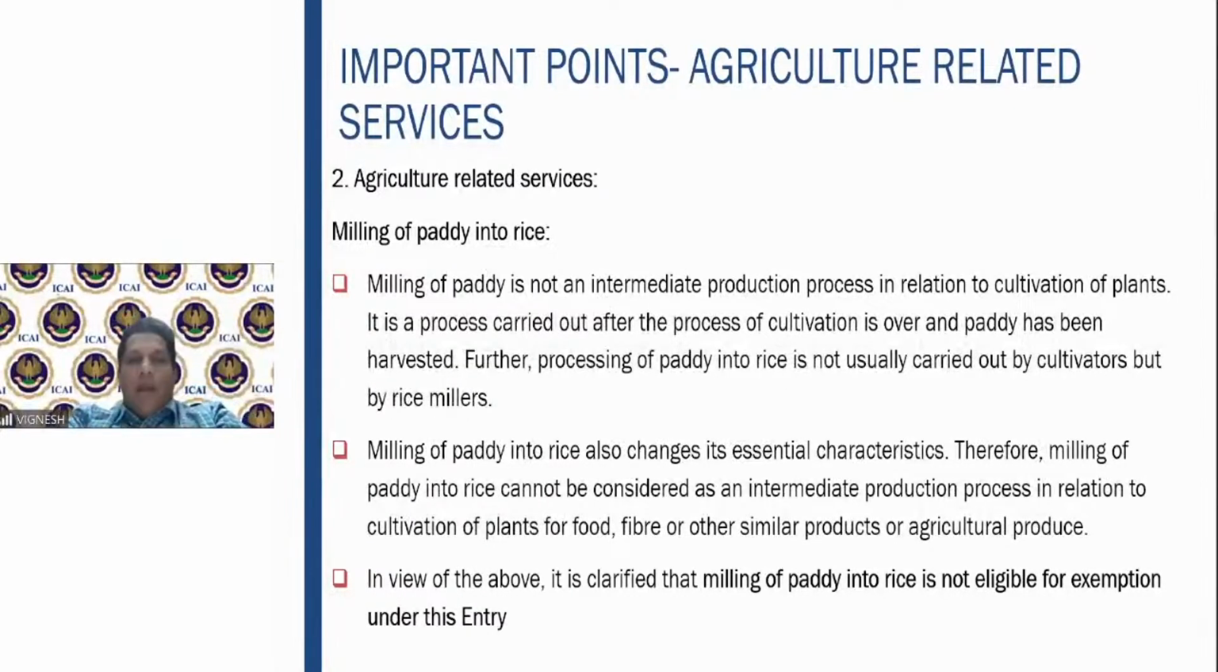Similarly, milling of paddy into rice: whether it is an intermediate production process eligible for exemption has been extensively clarified by the government. Milling of paddy is not an intermediate production process. It is a process carried out after the cultivation is over and the paddy has been harvested. The processing of paddy into rice is not done by the cultivators, but by the rice millers. Also, the essential characteristics get modified. So paddy into rice is not an intermediate production process. Therefore, it is not eligible for exemption under this entry.